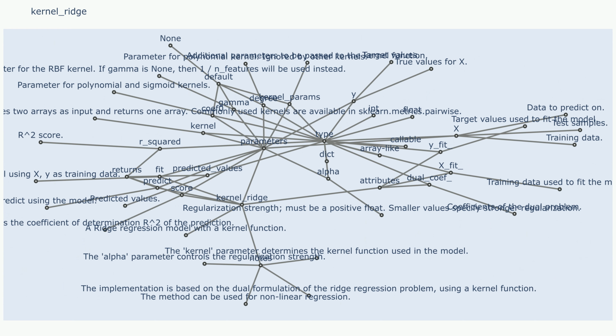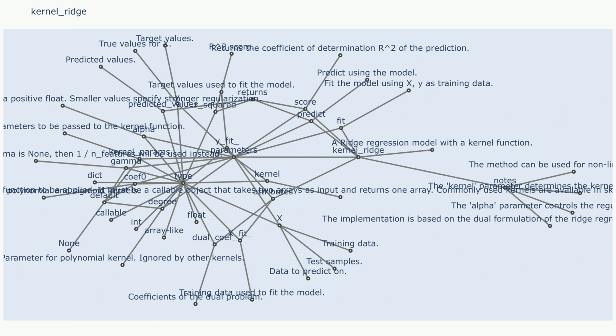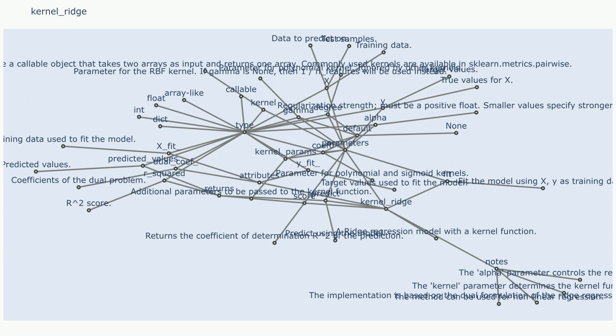Regularization parameter alpha controls the trade-off between fitting the training data and preventing overfitting. A higher alpha value promotes simpler models with less variance. Gamma. This parameter for kernels like RBF controls the influence of individual data points on the similarity measure. Smaller gamma values lead to wider influence, while larger values focus on closer points.